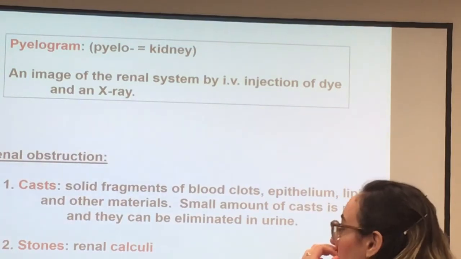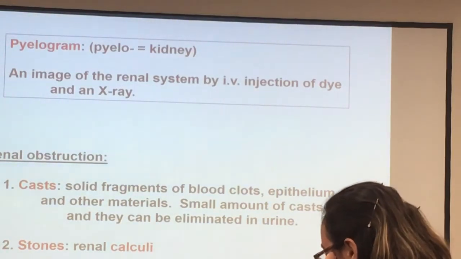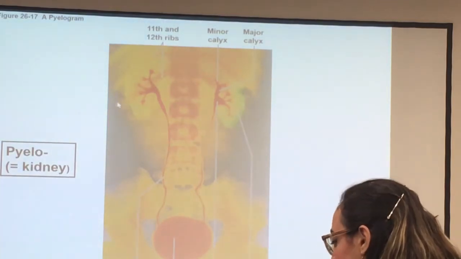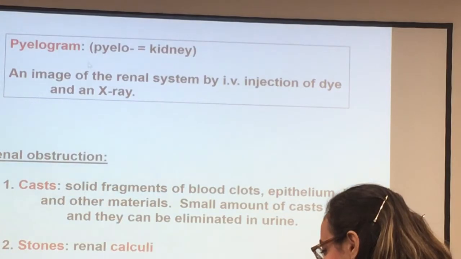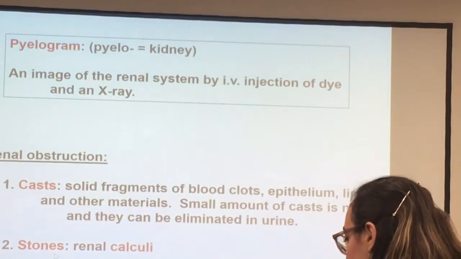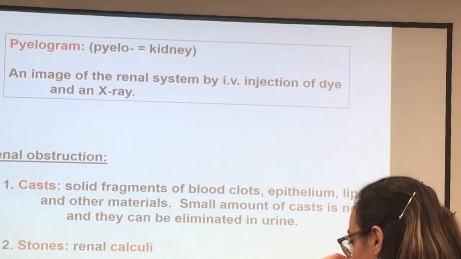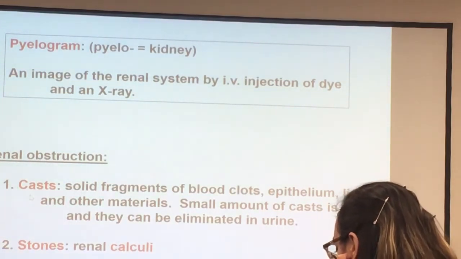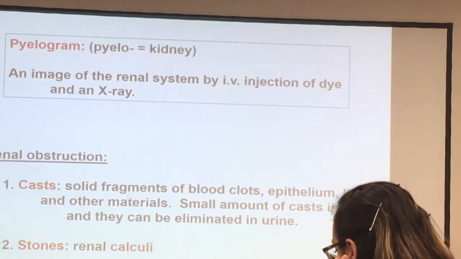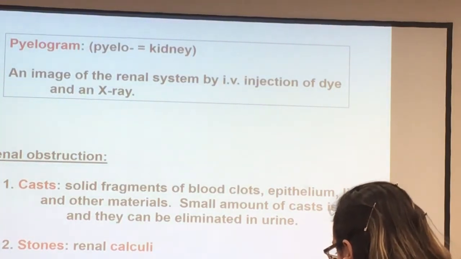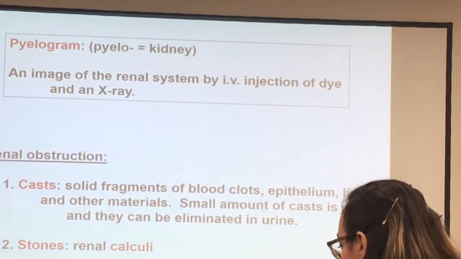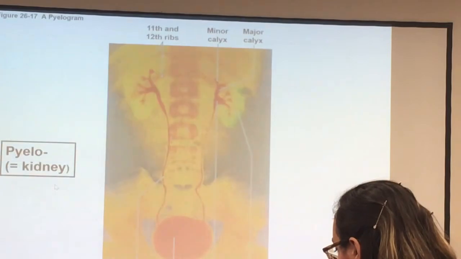The other term I want to tell you is called pyelo. This one, pyelo, is the other word for kidney. And so the pyelogram is an image of the kidney. And we always do it by X-ray. Some problems in the kidney will be cast or stone. Cast we treat as a healthy thing if it's not too much concentration. It means it's a fragment from our blood, from epithelial cell or lipid or any kind of material in our body.